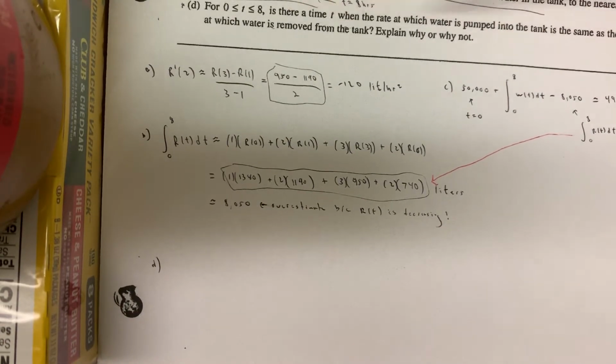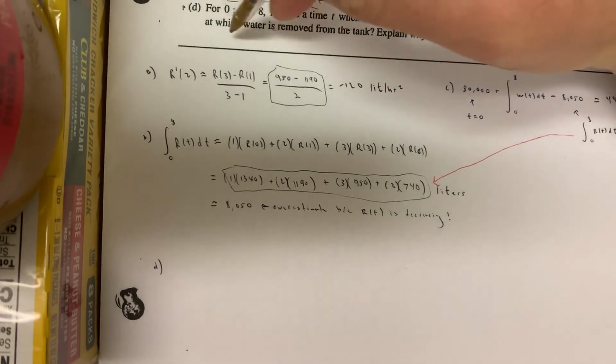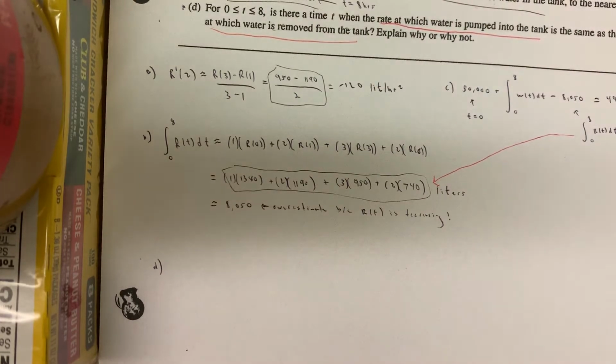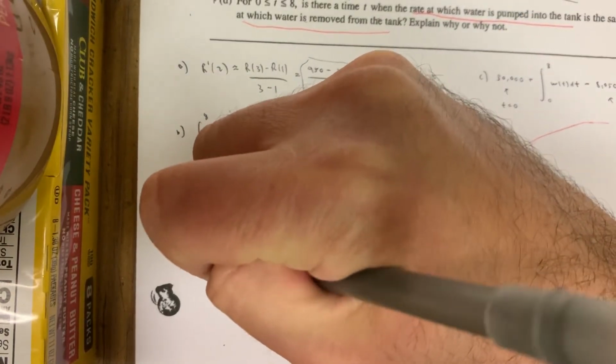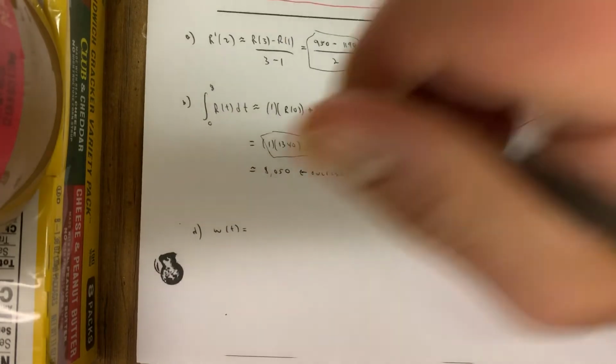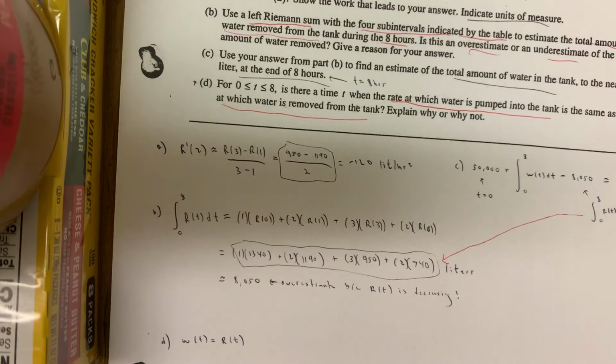From 0 to 8, they want to know, is there a time t when the rate at which the water is pumped into the tank is the same as the rate at which the water is removed from the tank? Then they want you to explain why or why not. So is there a time t where the rate at which the water is pumped into the tank, W of t, is equal to the rate at which the water is removed from the tank, R of t? Here people are like, yeah, I don't know, what am I supposed to do?